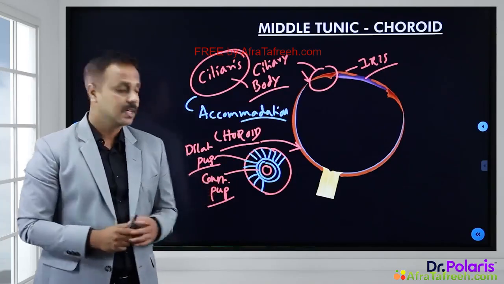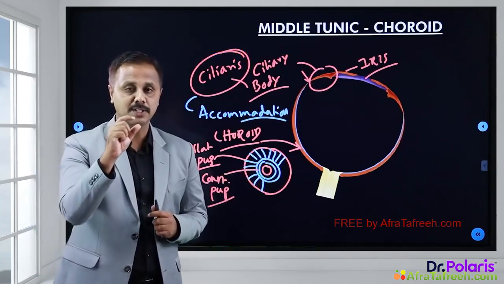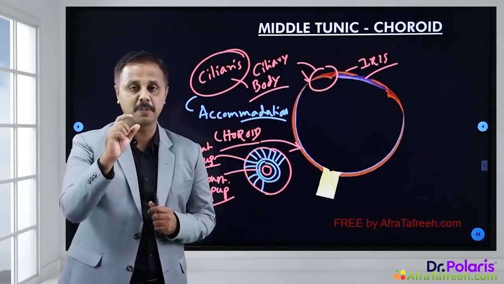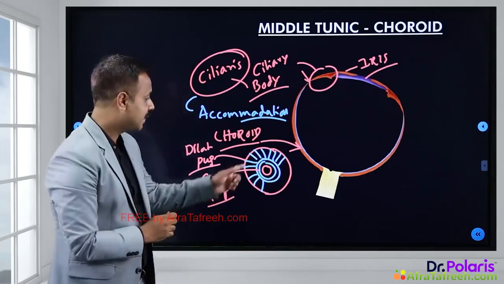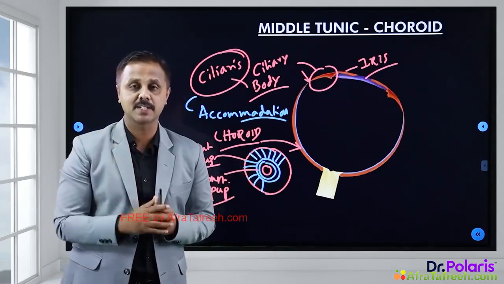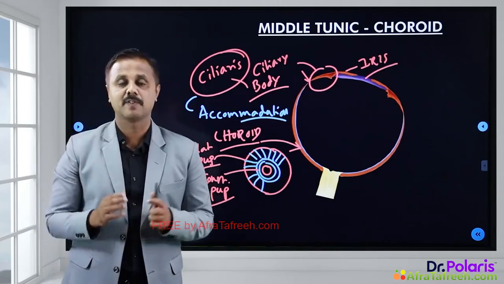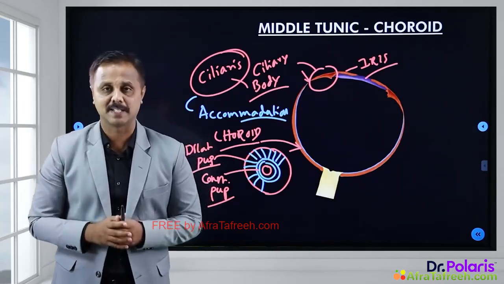Why do we need to know? Contraction of the constrictor pupillae will cause constriction of the pupil. That is, the pupil will become smaller. If the dilator pupillae contracts, it will bring about mydriasis or dilatation of the pupil. So these are the muscles responsible for miosis and mydriasis.